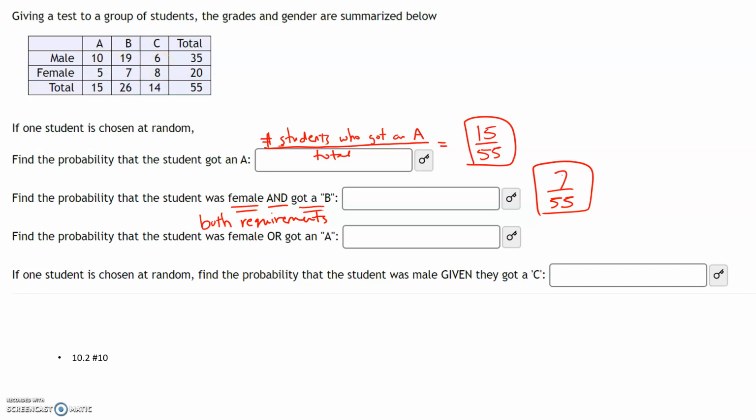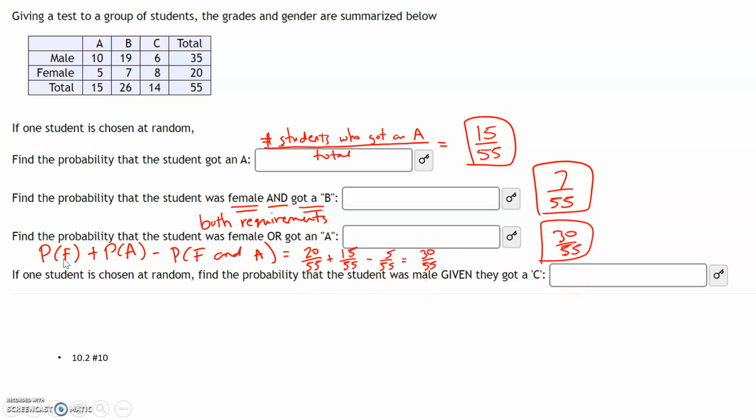Find the probability that the student was a female or got an A. The word or, that's the addition principle, which is probability of A plus probability of B minus probability of A and B. So in this case, event A is that they're a female, event B is that they got an A, and then we subtract off the intersection. So first, let's take a look at how many are females. We have 20 females out of 55, so the probability of selecting a female is 20 out of 55.